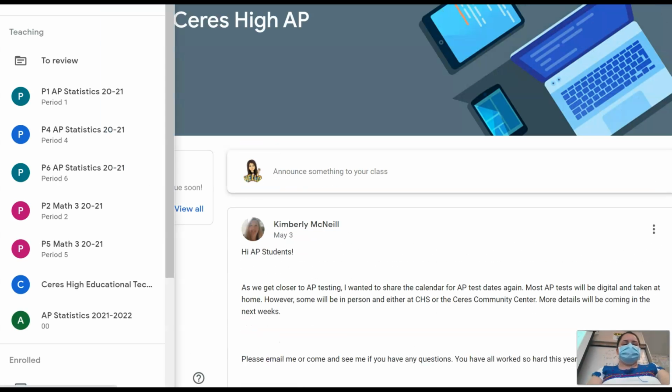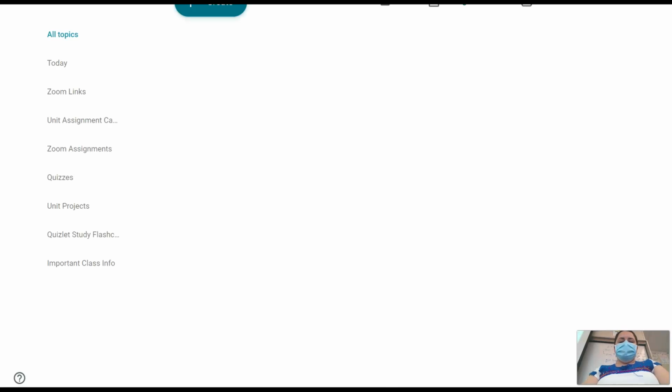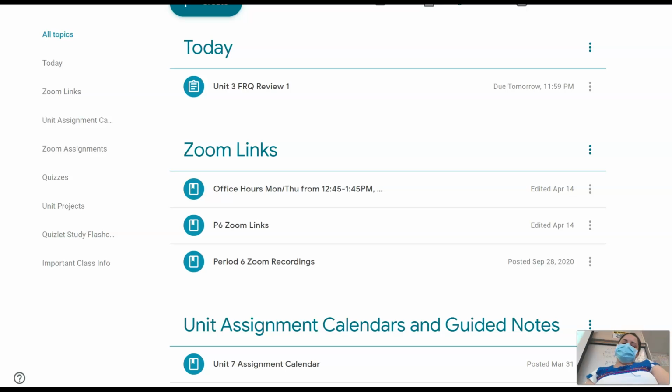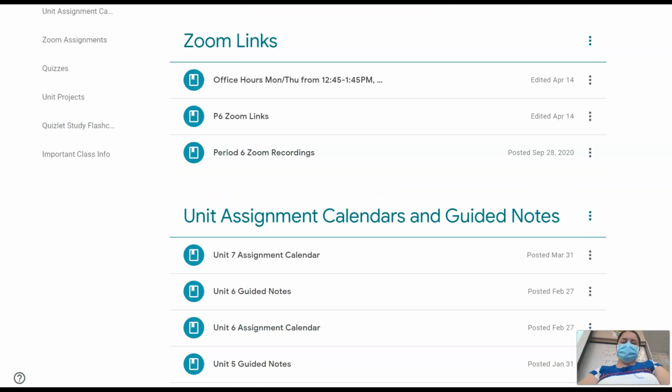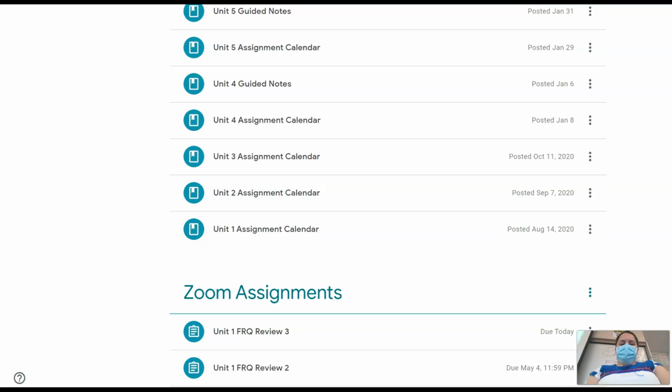Let me go to the stats on the classwork tab. If you go to the unit 3 assignment calendar, sorry, unit 3, this is taking a while to load for whatever reason.